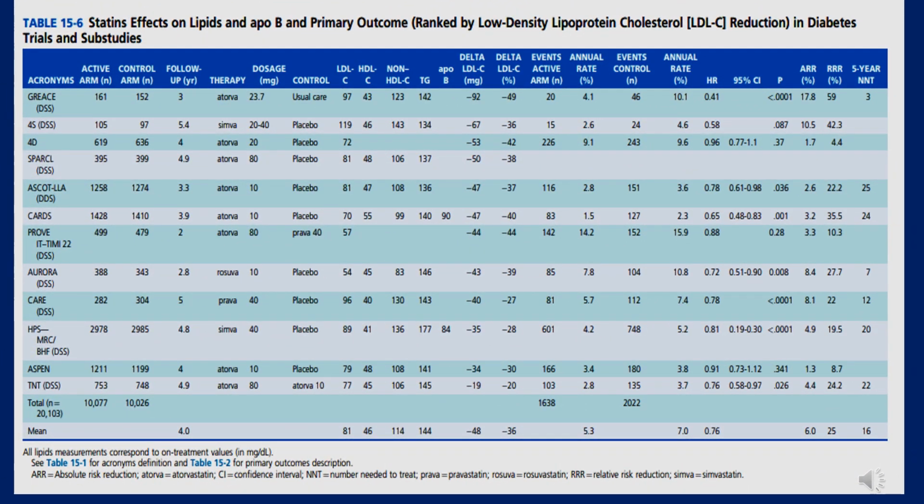Pause the video and carefully scrutinize Table 15.6, statins' effects on lipids and ApoB and primary outcome, ranked by low-density lipoprotein cholesterol, abbreviated as LDL-C, reduction, in diabetes mellitus trials and sub-studies before advancing to the next slide.